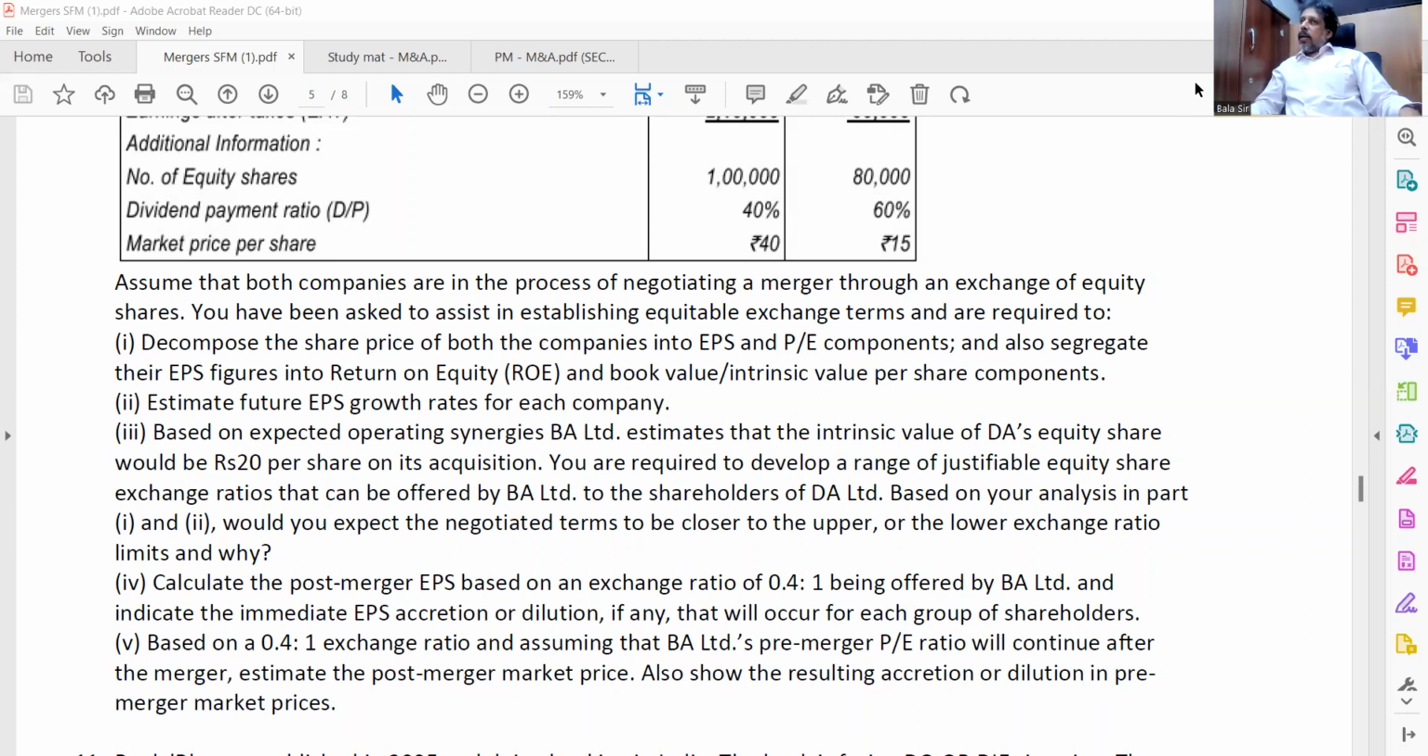I can also take the market capitalization in the numerator. For example, now tell me, Renuka, what is the market price per share for BA Limited? 40 rupees. And how many shares are outstanding in BA Limited? 1 lakh. So what is 1 lakh shares into 40?